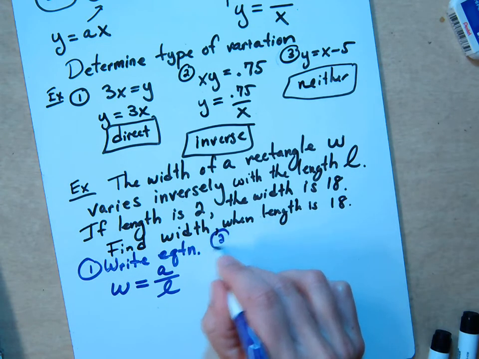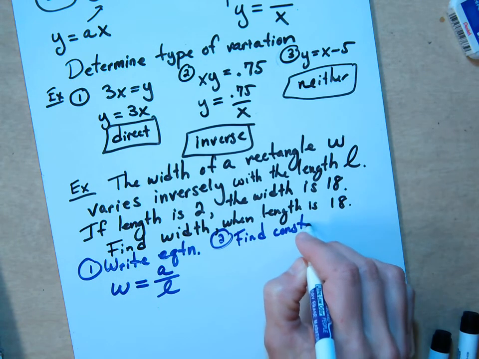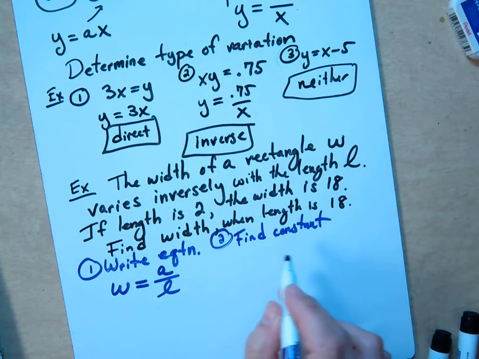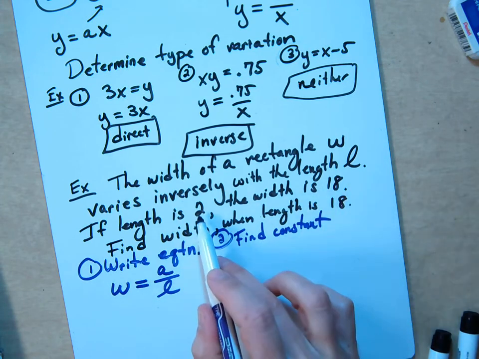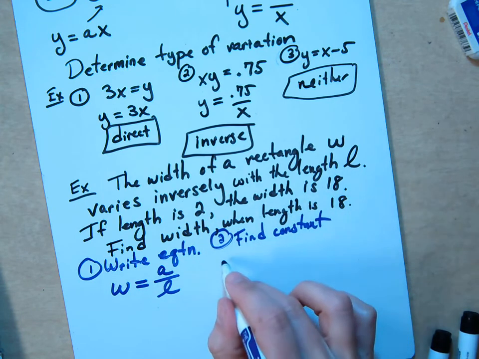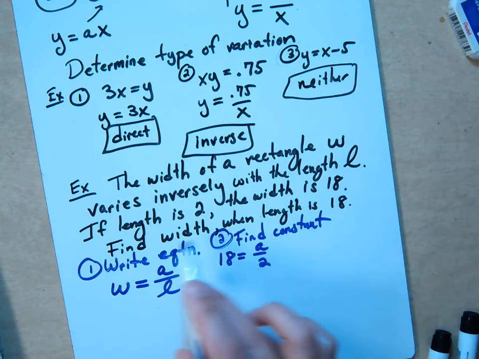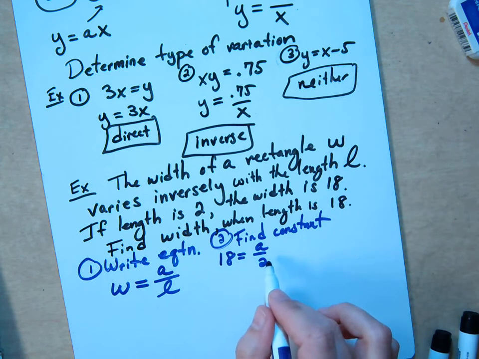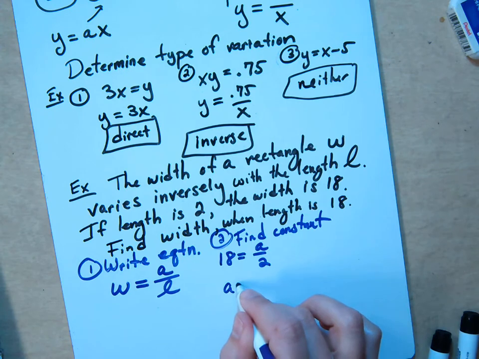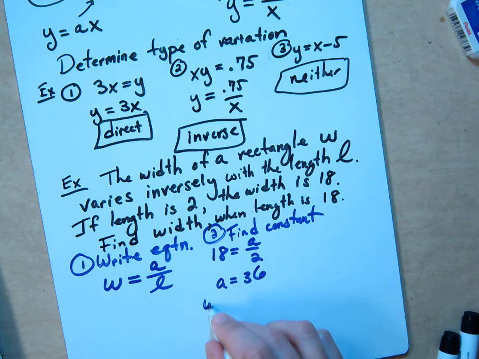The second step is to actually find the constant. In this case, we're using the letter A for the constant. So you plug in what's given, the 2 and the 18. So when the width is 18, 18 equals A over 2, because the length L is 2. We're told that in this sentence. To solve for A, you simply multiply both sides by 2, so A equals 36. And then you rewrite the equation with that constant, so width equals 36 over L.